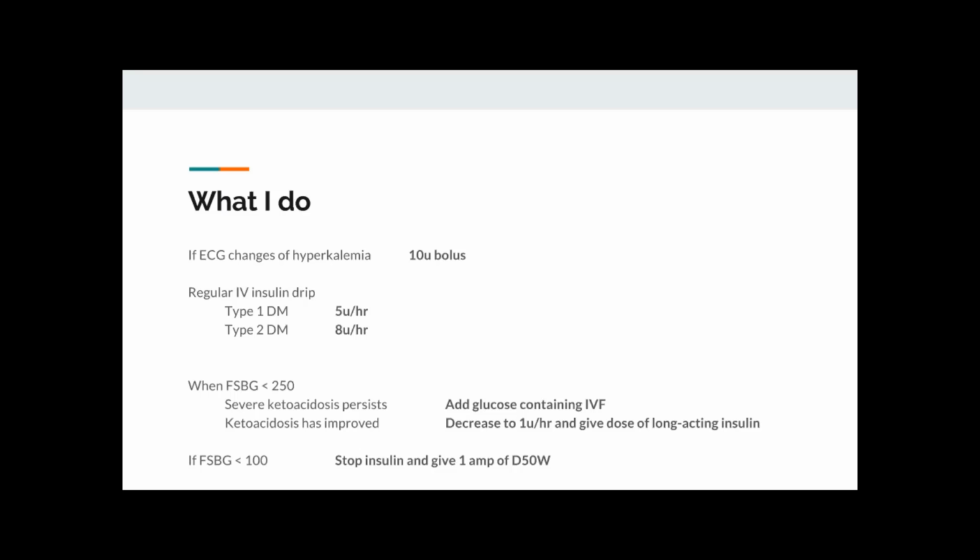Okay? And if your blood sugar ever drops below 100, I don't want to induce further hypoglycemia, then I stop the insulin drip and I give them an active glucose change. Okay? I'd rather they be at a sugar of 200, 250 than at 100. Because right? The problem is not the sugar at this point, the problem is the ketoacidosis. The catabolism.